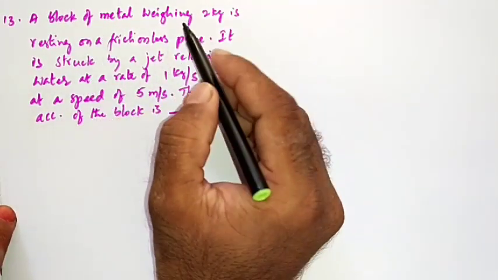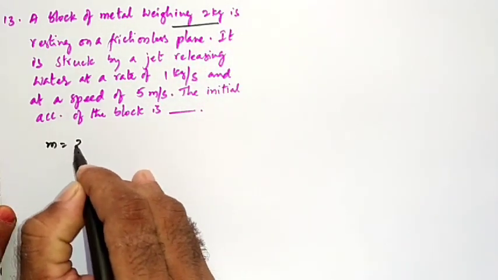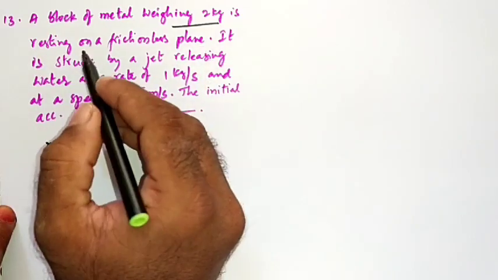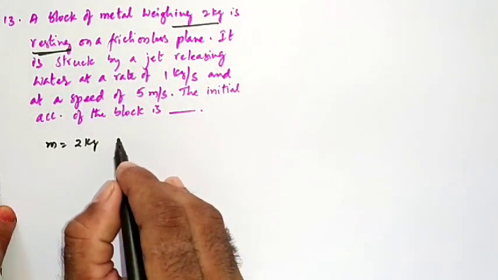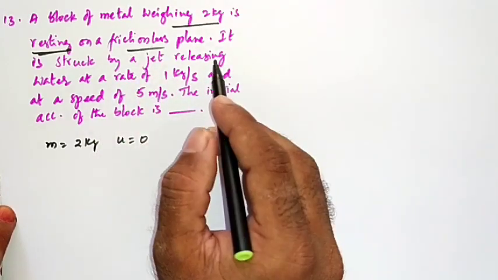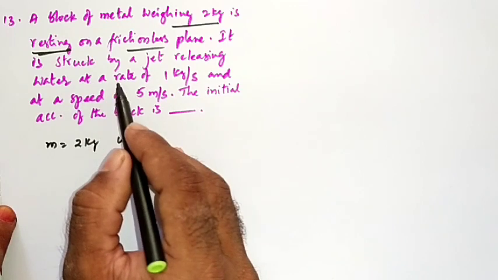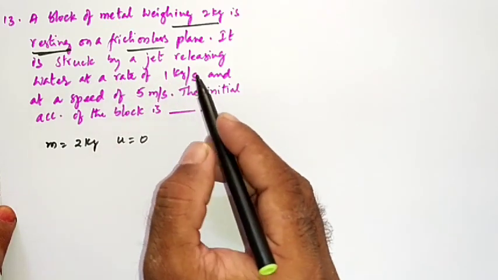See this question. A block of metal weighing 2 kg. So here the mass of the block is given as 2 kg, resting. So what is its initial velocity? 0, on a frictionless surface. There is no friction. It is struck by a jet releasing water at a rate of 1 kilogram per second.